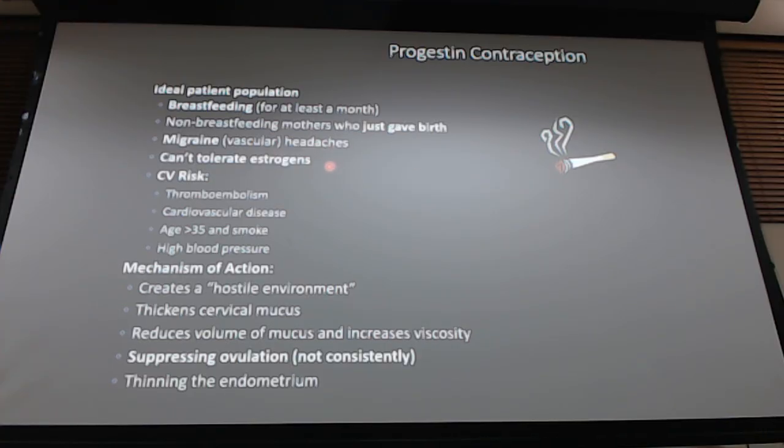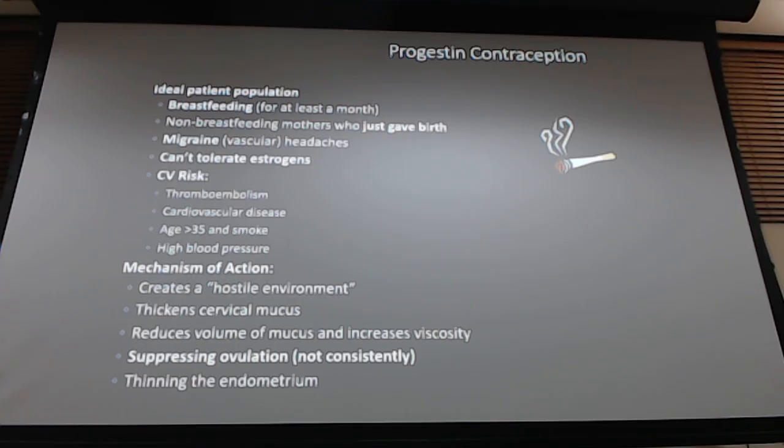History of migraines, they can't tolerate estrogens, or they don't want to have estrogens. And then that CV risk that we kept talking about every time we looked at our estrogens, our black box warning, and our people who like to smoke, those are the people who we are going to like to use a POP for, especially if they're telling you, hey, I'm not ready to stop smoking.